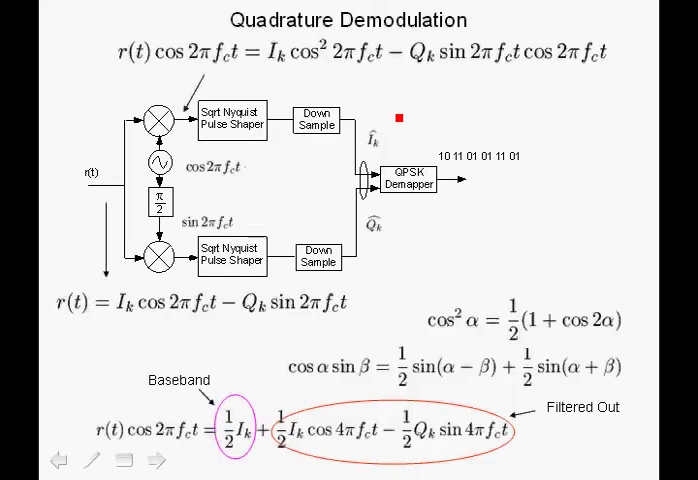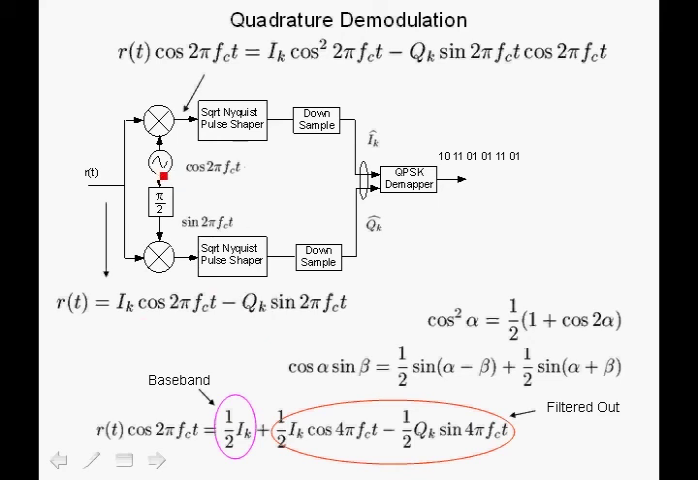So let's go over the quadrature demodulation process. We have the received signal here, and we're ignoring noise. As you recall from the transmitter, r(t) is equal to I_k cosine 2 pi fc t minus the quadrature term times sine of 2 pi fc t. Of course, both of these terms are orthogonal, and as we will show in the demodulation process, we can extract I_k and Q_k independently.